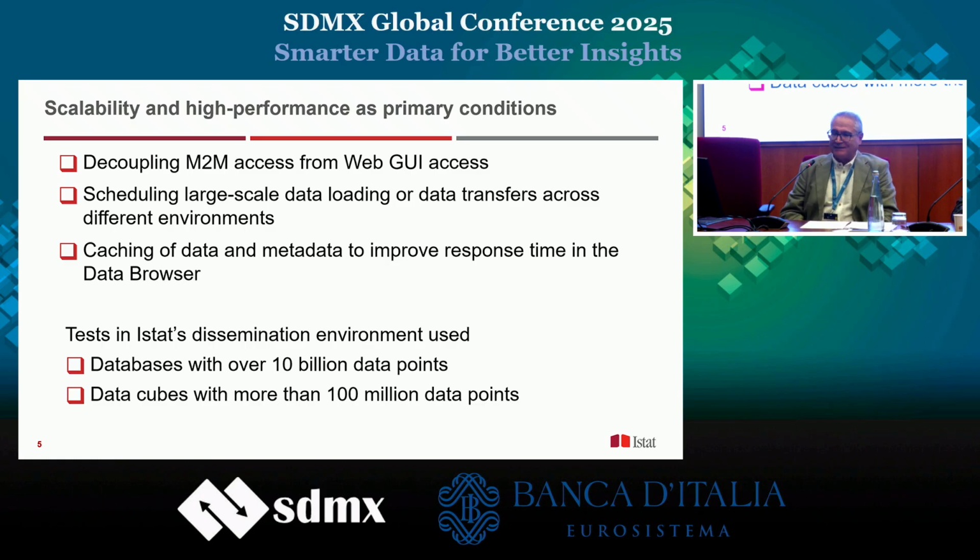Built for performance and scalability in order to efficiently handle massive data sets, the toolkit implements decoupling of machine-to-machine access from web UI access, scheduling of large-scale data loading or data transfers across different environments, and caching of data and metadata to improve response time in the data browser. In tests in the Istat dissemination environment, we used databases with over 10 billion data points and data cubes with more than 100 million data points.